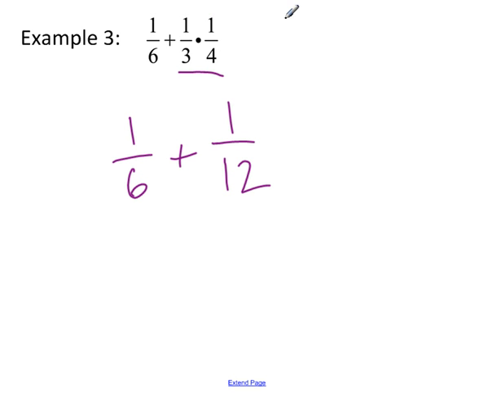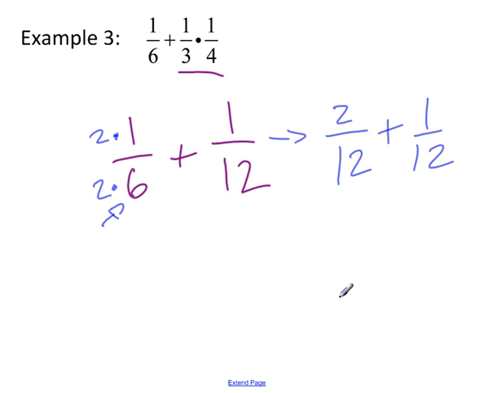Now, once we've multiplied, now we need to do our addition. The addition is what's harder because our bottoms need to be the same. We need a common denominator. What do I got to multiply a 6 by to make it into a 12? A 2. So if I'm going to multiply the bottom, I always have to multiply the top. So this whole thing becomes 2 over, now 2 times 6 is 12, plus my 1 over 12. Now, it's pretty easy. I got 2 twelfths plus 1 twelfth. Well, 2 plus 1 makes 3 over 12.